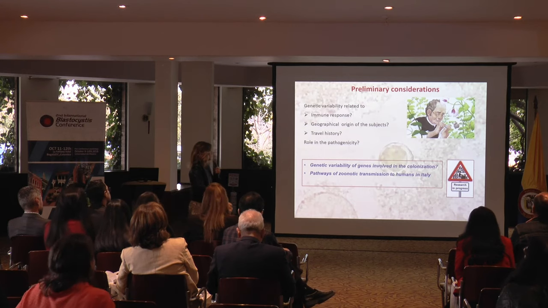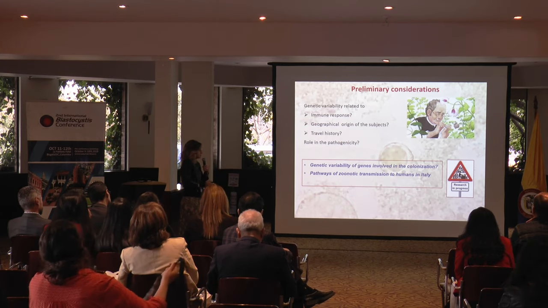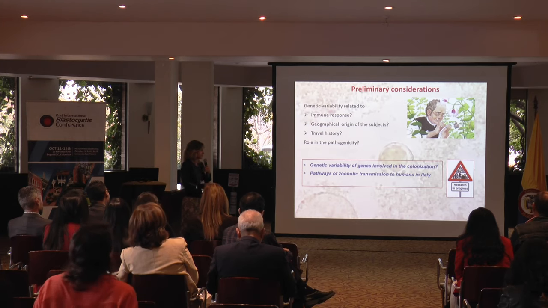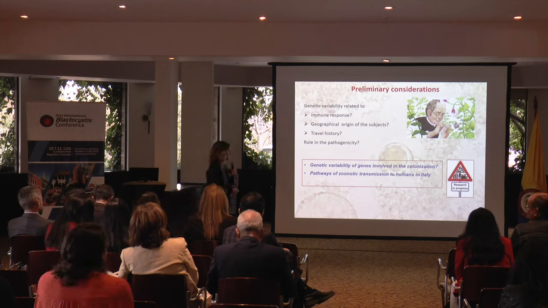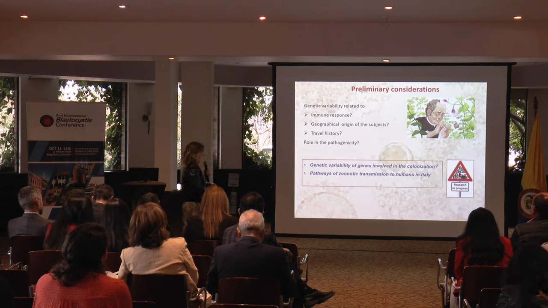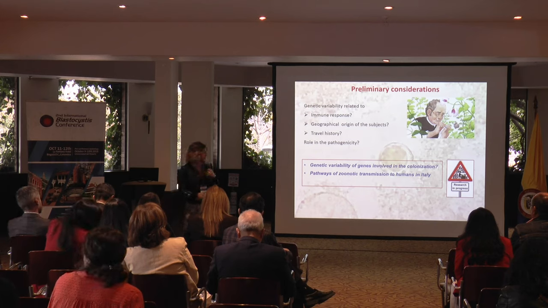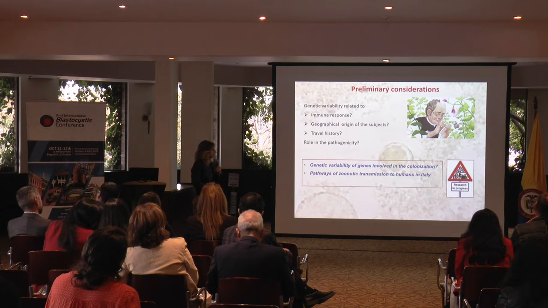So maybe this genetic variability is related to the immune response. Maybe yes, we don't know. Or to the geographical origin of the subjects, to their travel history. Maybe yes, but we don't have any data from our patients about this topic. So which is the role of these haplotypes in the pathogenicity of Blastocystis? This is very interesting. So we think that we must improve the genetic study on this topic to try to have an answer to the famous question.